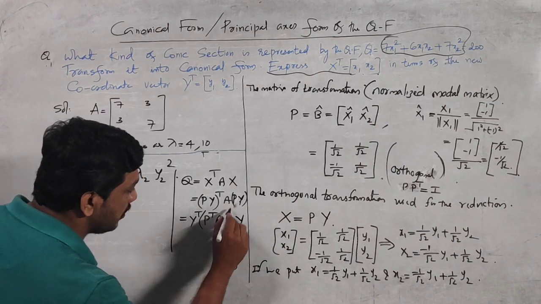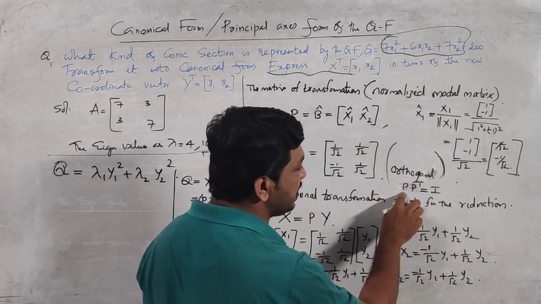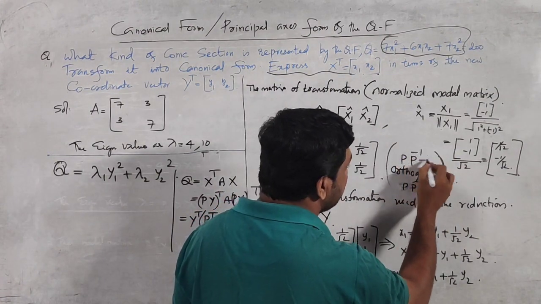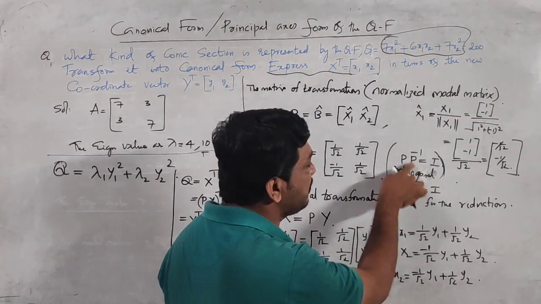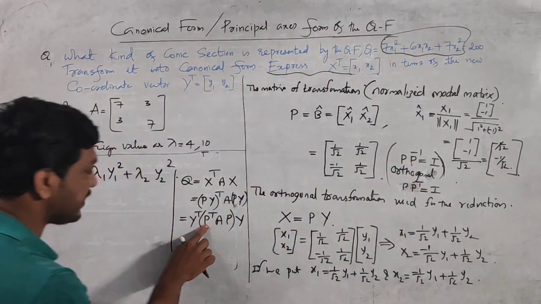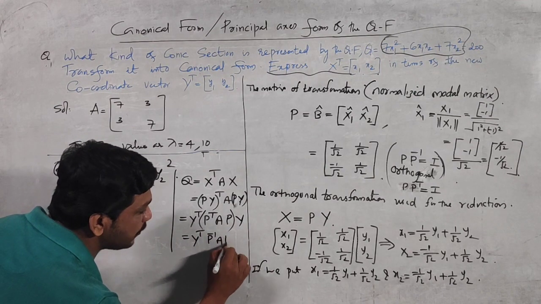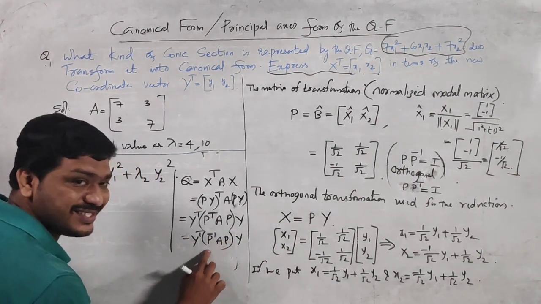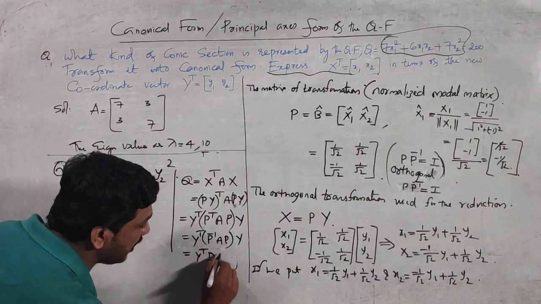So what is P transpose? Your matrix P is an orthogonal matrix. So P transpose P is identity. We also know P inverse P is identity. That means the transpose matrix of P and the inverse matrix of P are equal. So P transpose is the same as P inverse. That's why we replace P transpose by P inverse. So it is Y transpose P inverse AP Y. This is possible only when your matrix is an orthogonal matrix. This P inverse AP is the diagonal form D. That's why it is Y transpose DY.